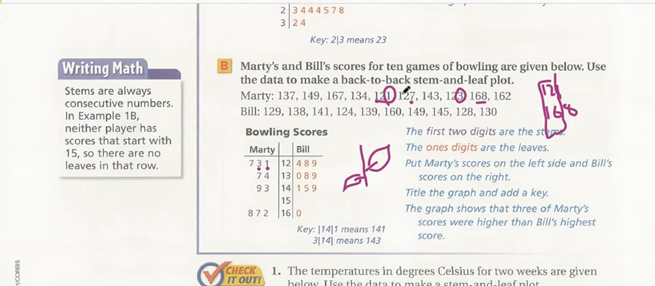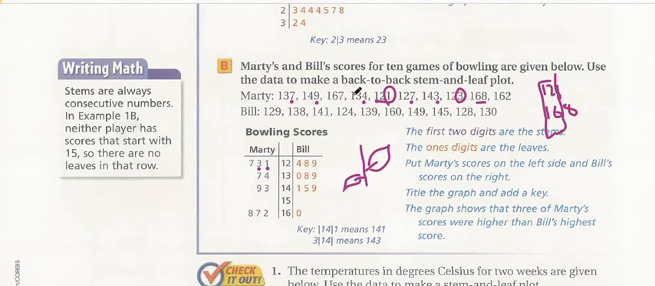So after 127, I have 134. So I have the stem, which is 13. So just write the 4 in Marty. Then after 134, I have 137. Write 7. I'm moving from right to the left. Then 143. So just take the 3 and write it in the Marty leaf. Then 149. Just take 9.